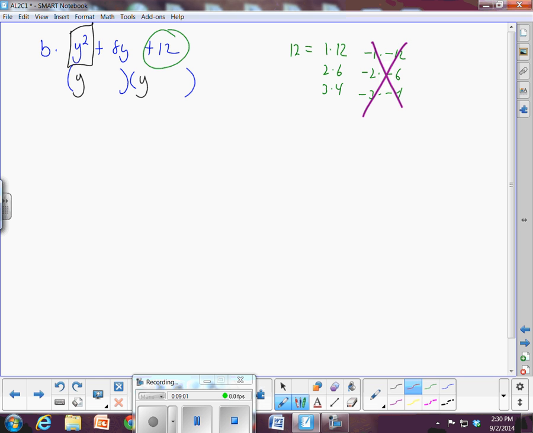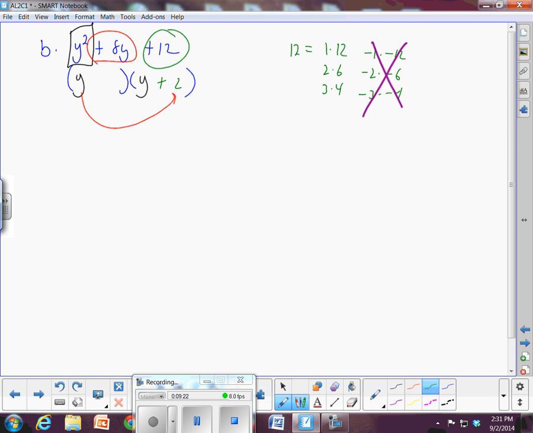And what do I have to get to? Remember where you're heading. I'm heading toward a positive 8y. You got to know where you're heading or you're not going to get there. So I'm looking for my outers and my inners to equal 8y. My outers. Okay, I got to get to 8. You know what? 2 and 6 gets me to 8, right?